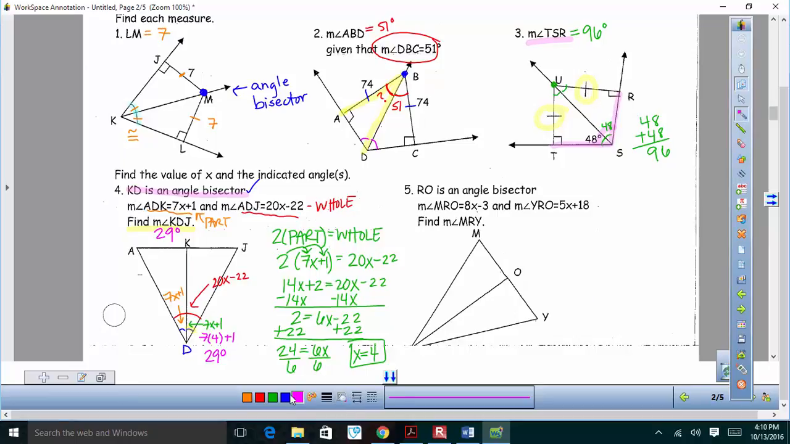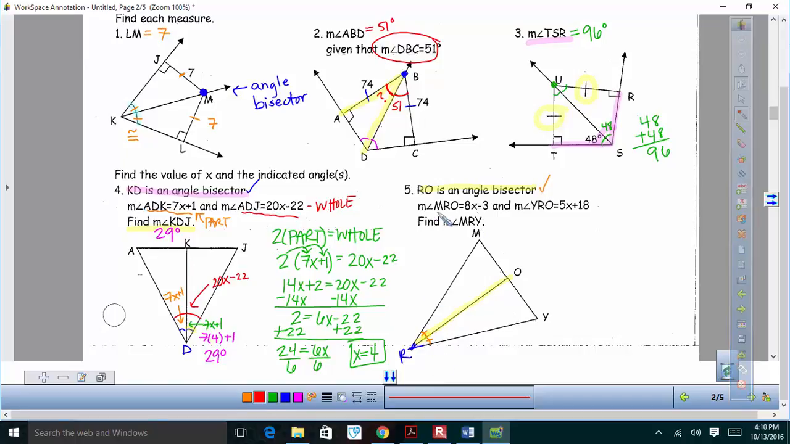Okay, let's look at another example kind of like that. So number 5, we're going to start off with our information and we're going to label everything. The first thing tells me that RO is an angle bisector. So RO is this line right here. It is an angle bisector, which means this angle and this angle are congruent. So we got that taken care of.